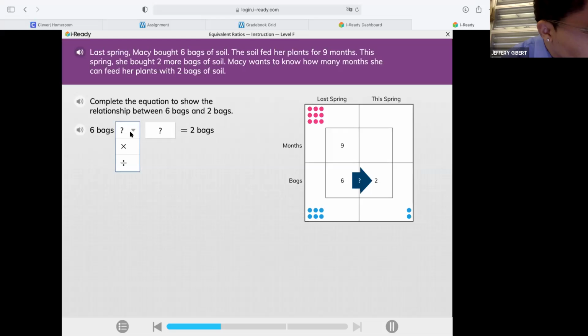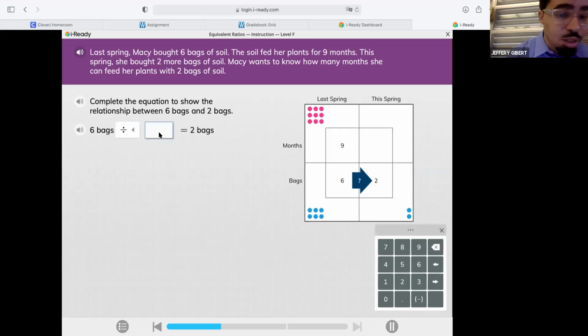Oh, hold on. I couldn't hear you. You said times? Oh, it's actually going to be divided by. Whenever your starting number is bigger than your ending number, it's divided by. Whenever your starting number is smaller than your ending number, it's multiplied by. So do you know what 6 divided by something is 2? 3? Yes, 6 divided by 3 is 2.